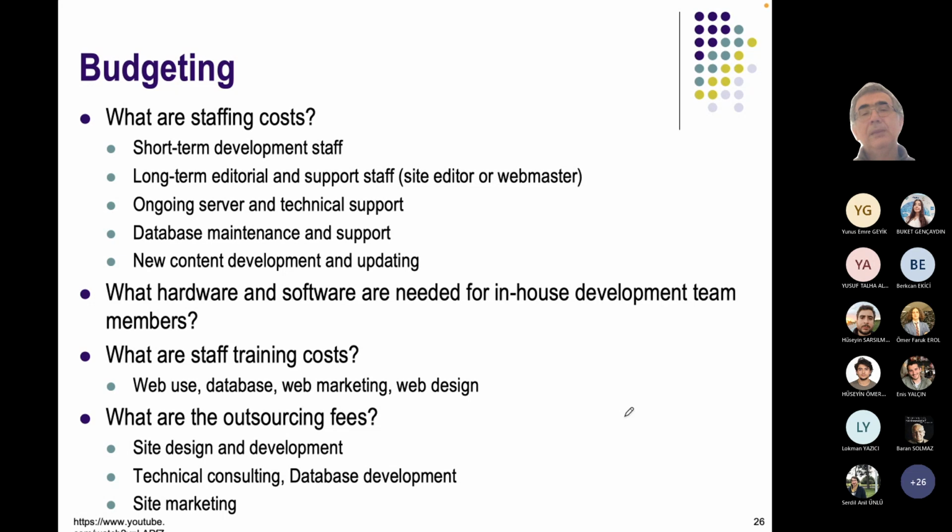Then the development team may require additional hardware or software. The cost of that is important. You may need to purchase a framework for graphics, or a framework or template for the web page. So those are the costs. There will be some staff training costs, like marketing and design. Also, if there is outsourcing, there will be costs associated with the outsourcing as well.